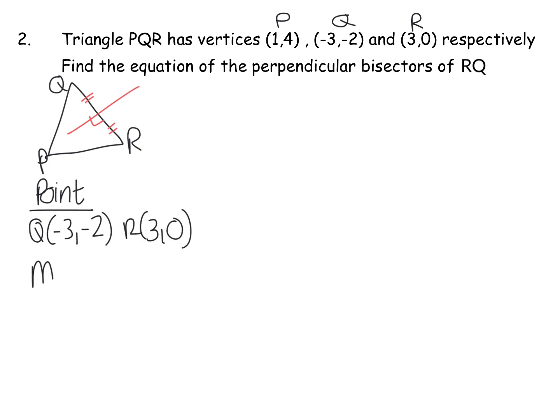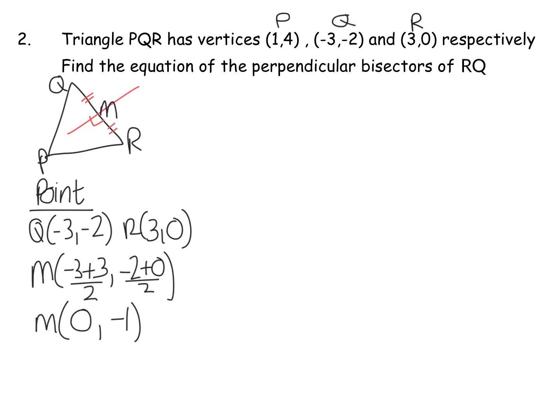Okay, midpoint. So this is what we're finding, this midpoint here. So we will have -3 add 3, half it. -2 add 0 and half it. So that gives us 0 over 2, which is just 0. And then we'll have -2 over 2, which is just -1. Next, we'll go get our gradient.